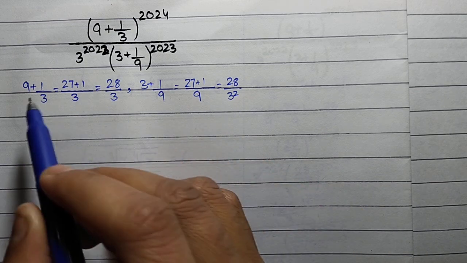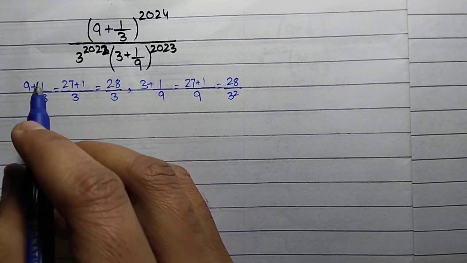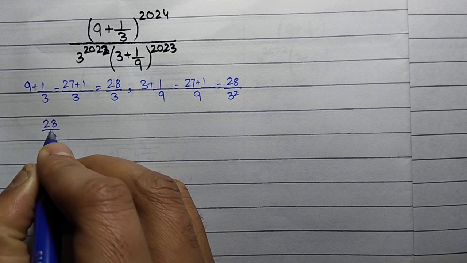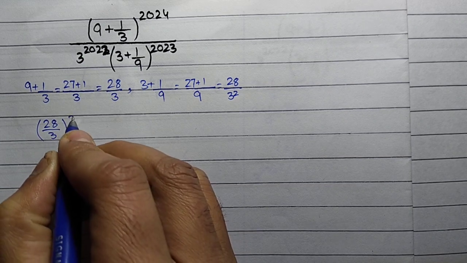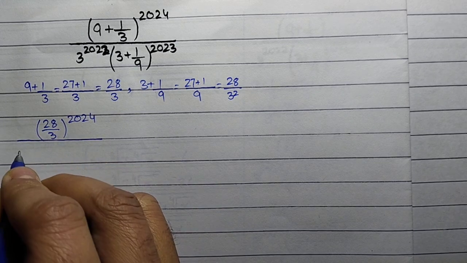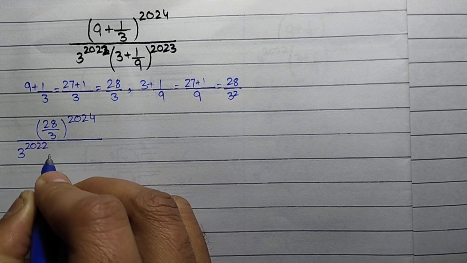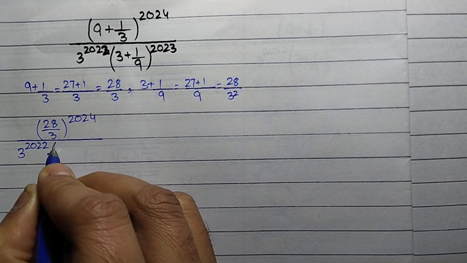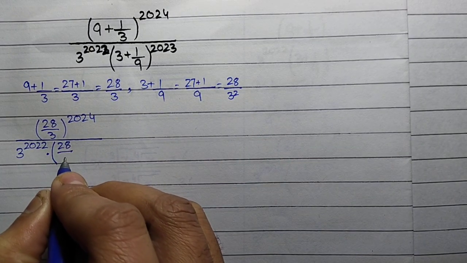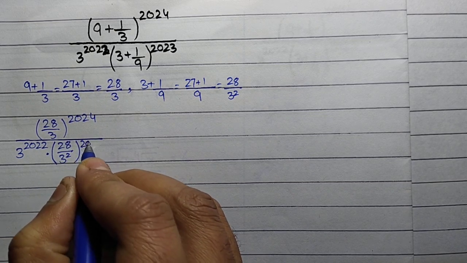In the next step we will put the values of these fractions into the question. So 9 plus 1 over 3 is 28 over 3 raised to power 2024 divided by 3 raised to power 2022 times, or into, 28 over 3 square raised to power 2023.